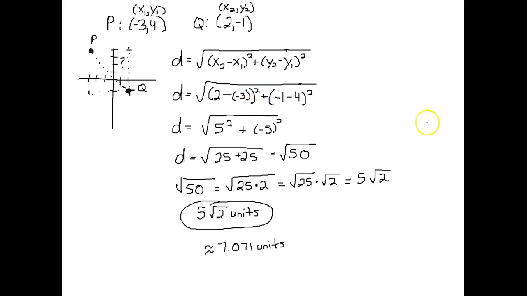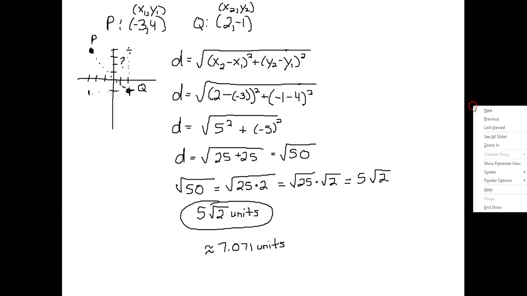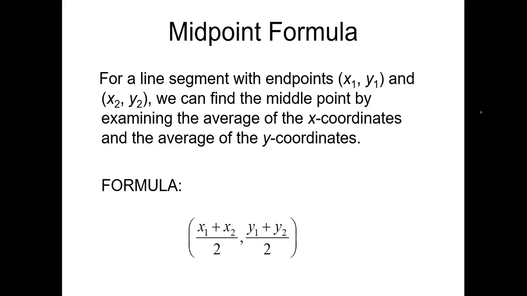And that's the distance formula. You will be using that in some application problems down the road. Then one more formula, and that'll actually finish up 1.1 for us, is the midpoint formula.